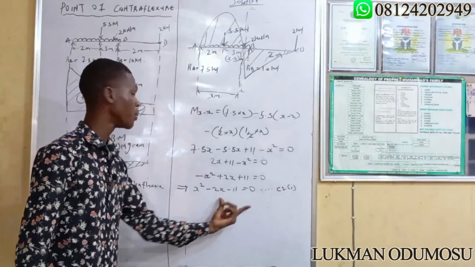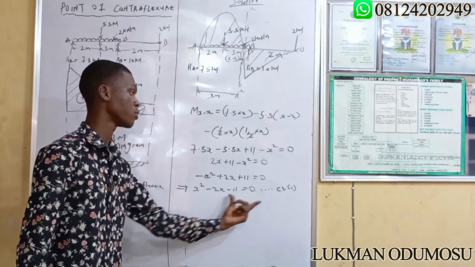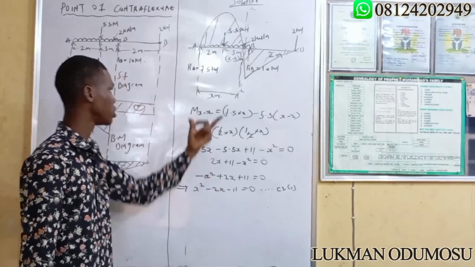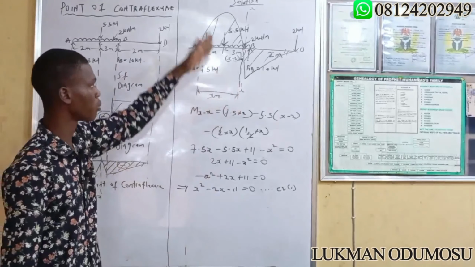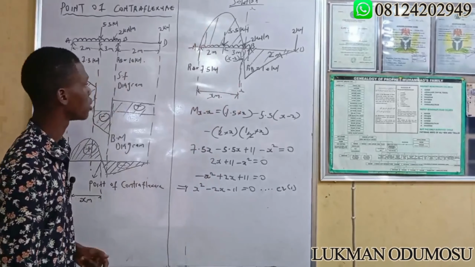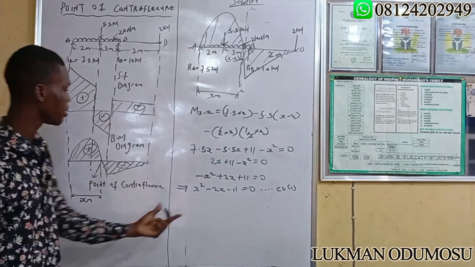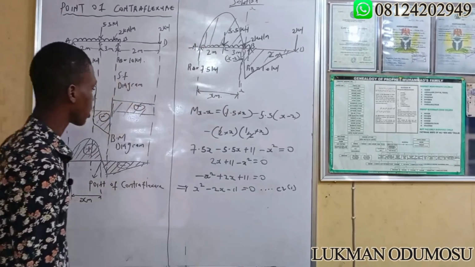So what it means now, the next thing we need to do here is to get the root of this equation. Meaning we have to get the value of x for this equation, and that's what we need to know, the value of x, which is from A to the point where the point of contraflexion occurs. So that's it. Now how do I get the value of x?